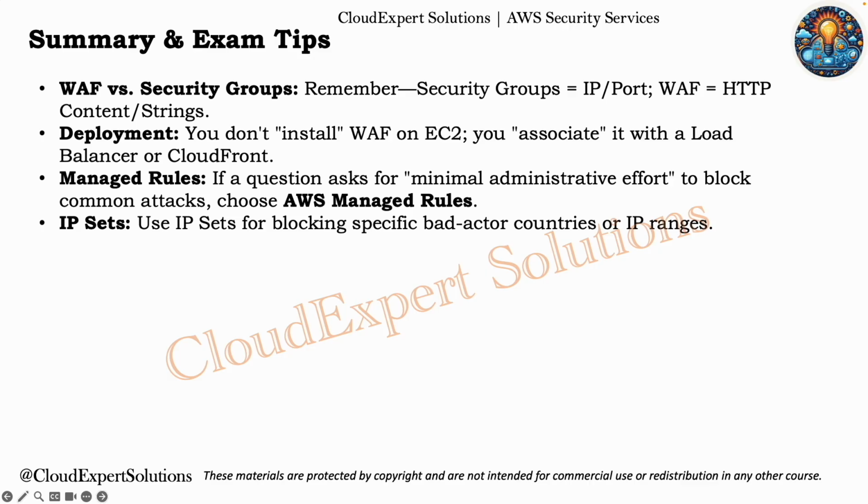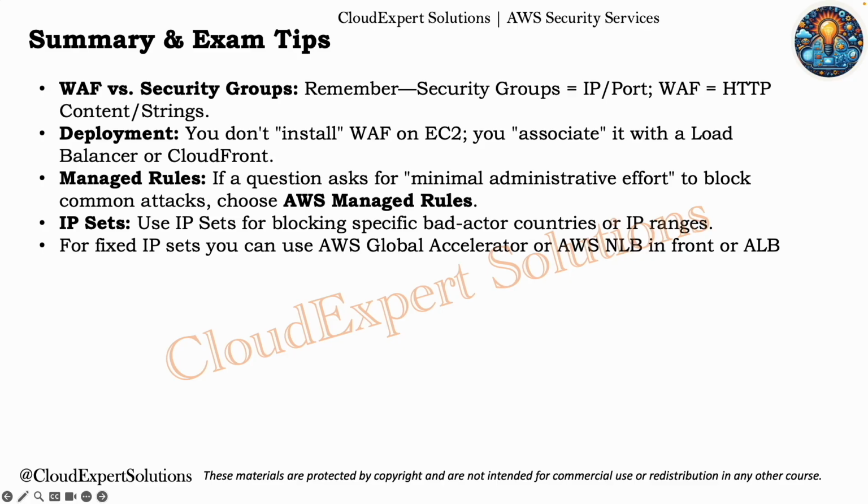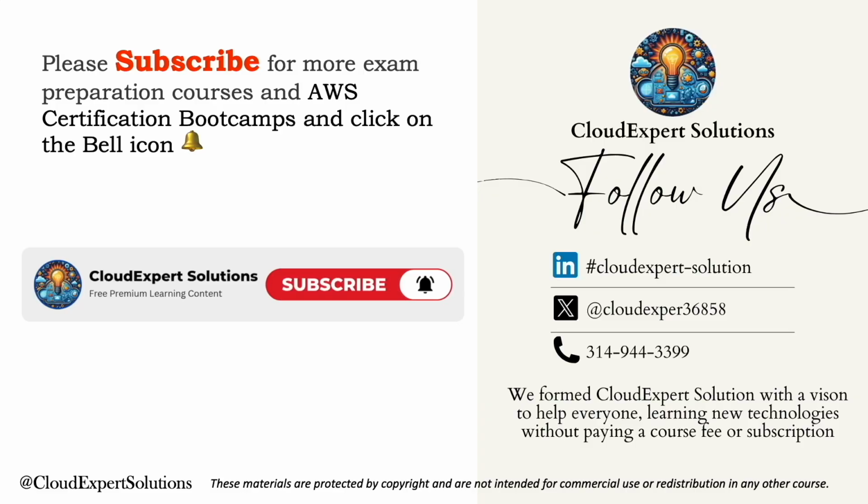Finally, if a question talks about fixed IP addresses in front of an application load balancer, remember AWS WAF does not provide fixed IP. In that case, you should use AWS Global Accelerator or Network Load Balancer in front of the application load balancer. Now, if you keep this point in mind, it will help you quickly identify the right answer in your certification exam. That wraps up this module.